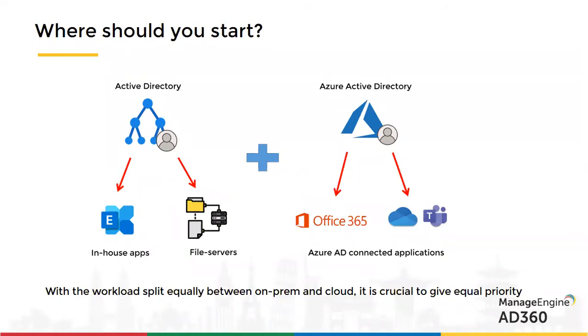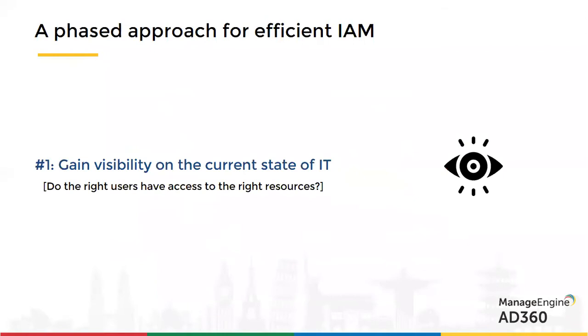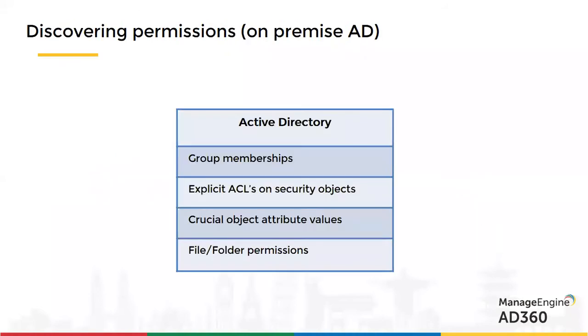The first thing that I would like for you to do is to gain visibility on the current state of your IT. Basically, try and understand which user has permission over what resource in Active Directory and in Azure Active Directory. Right? So when it comes to Active Directory, I would encourage you to look at these places to understand where your users have permissions. This will be a good starting point.